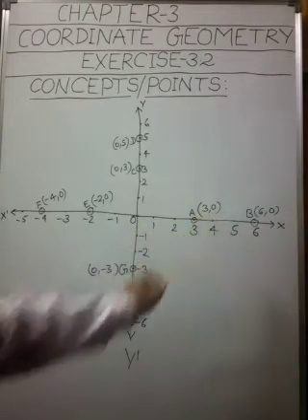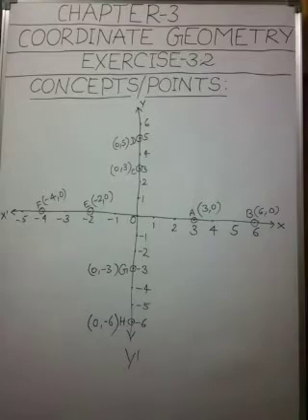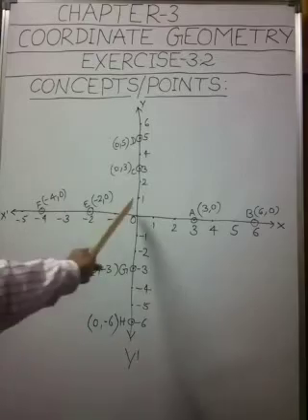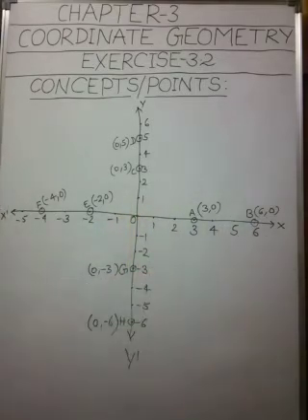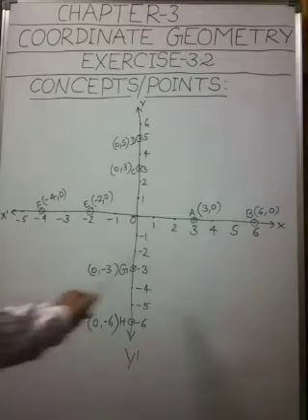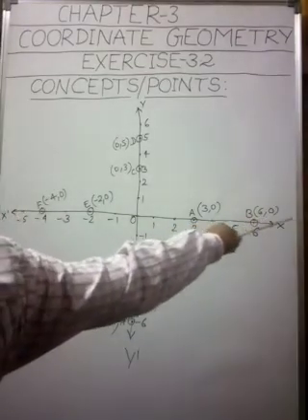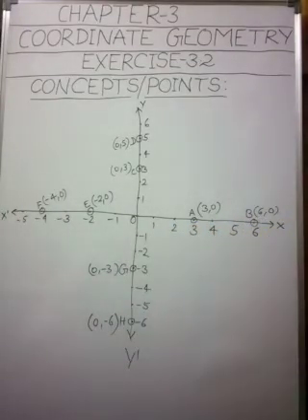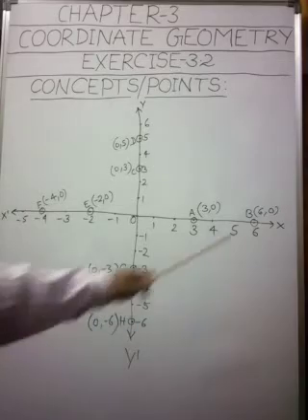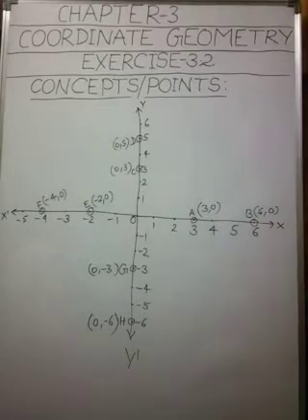Understood the coordinates of the point A, my children? Right, come to the point B. This point is at a distance of 6 units measured along the positive x-axis. That is why its x coordinate is 6, and it is at a distance of 0 units from the x-axis, because it lies on the x-axis. So its y coordinate is 0.